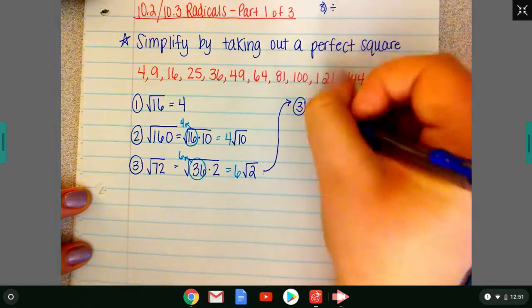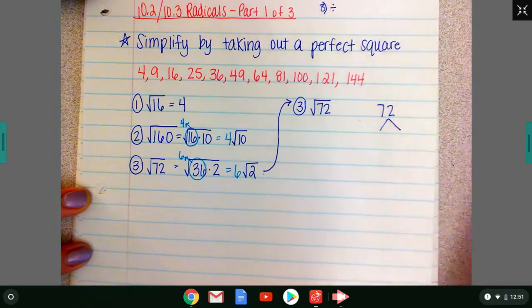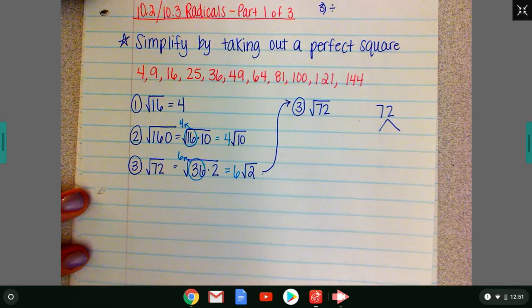But this time I'll do the factor tree. So let's do the same idea, but I'm going to take this 72 and do a factor tree. Whatever the first fact that comes into your brain for 72, you can use. Like the one that comes into my head is 9 times 8.